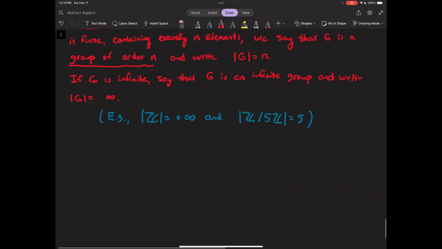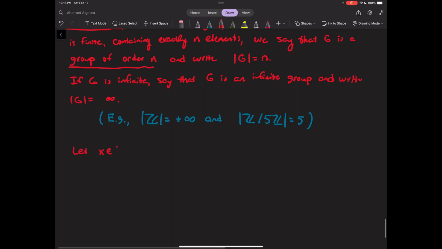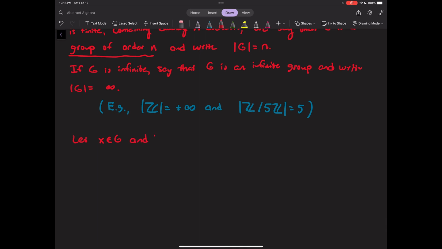Now, though, let x belong to a group, and let m be the smallest natural number, and remember, by the natural numbers, I mean the set containing 1, 2, 3, 4, 5, etc. In particular, I don't consider 0 to be a natural number. Let m be the smallest natural number for which x to the m equals 1, if it exists. It might not exist. We haven't shown that it exists, and indeed sometimes it doesn't.